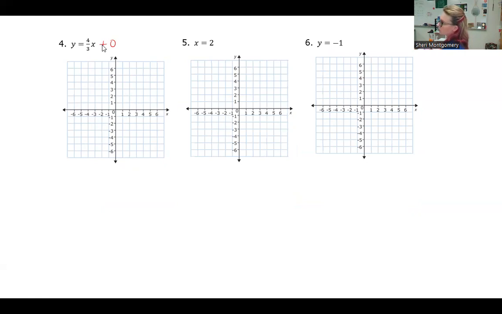So the origin is that point where the x and the y-axis cross. So that point right in the middle is called the origin. That's the center of your graph. That is the origin. It is 0, 0.